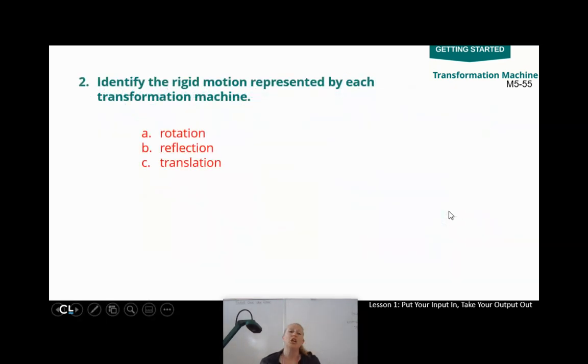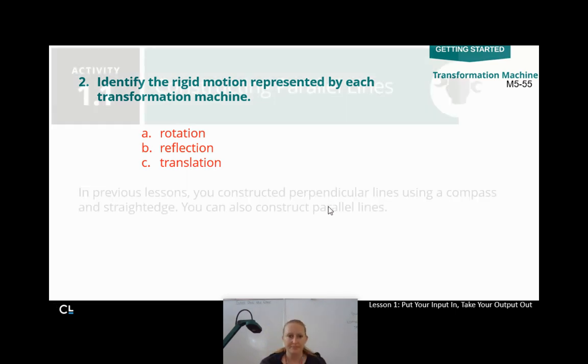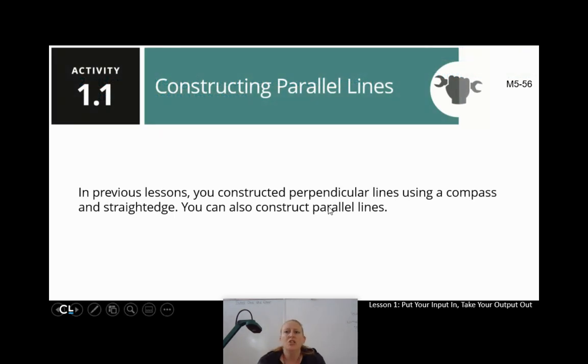translation. Yeah. So A was a rotation. We turned it. B was a reflection. We flipped it. And C was a translation. We just slid it over. Sometimes it's called a slide, but that's a translation. Good stuff. So on page 5-56, let's talk.